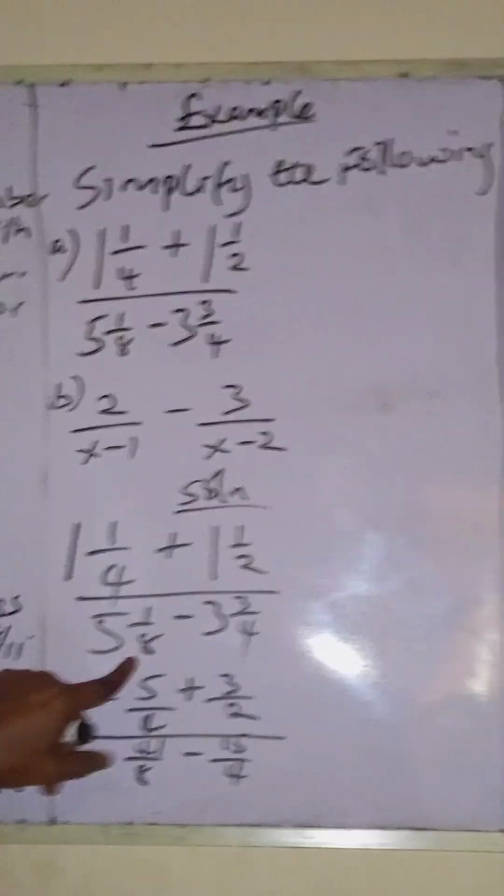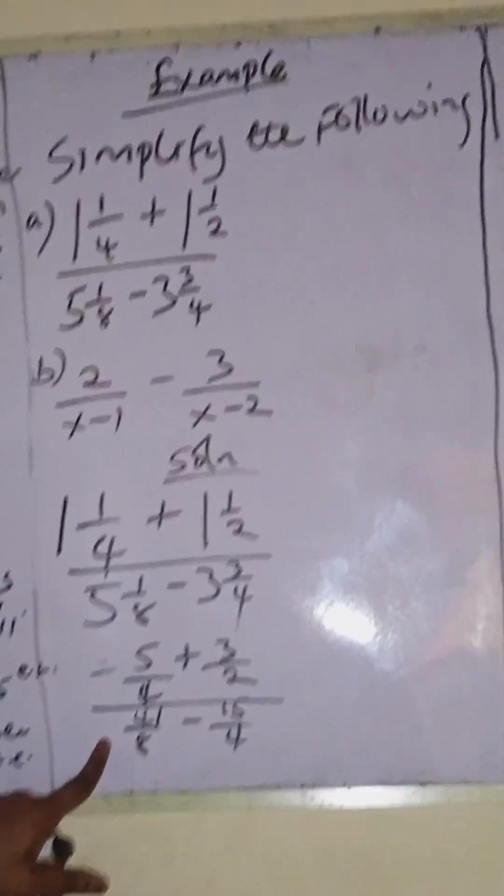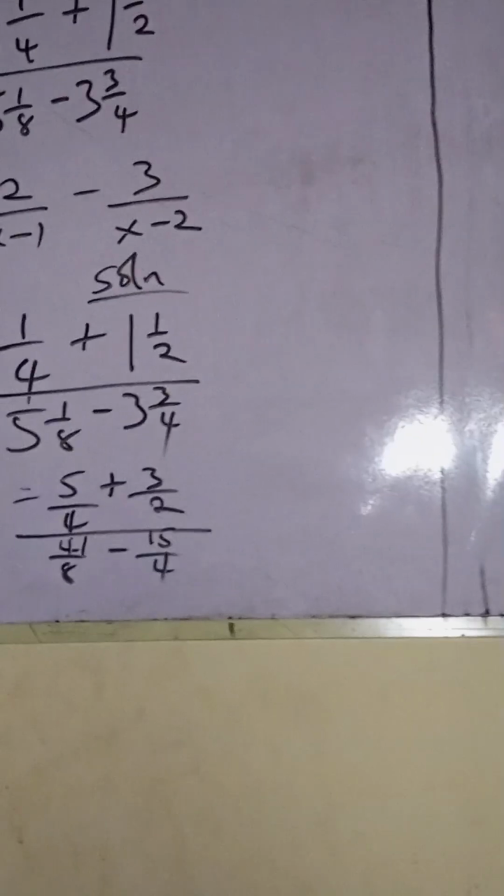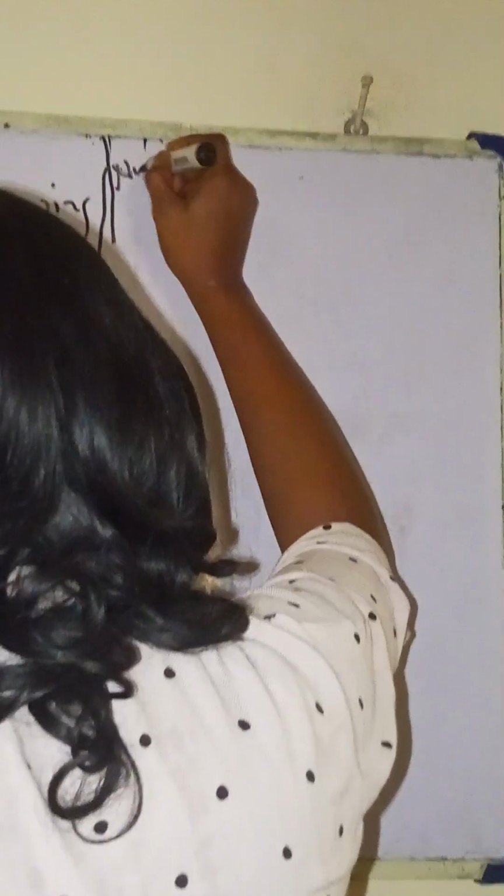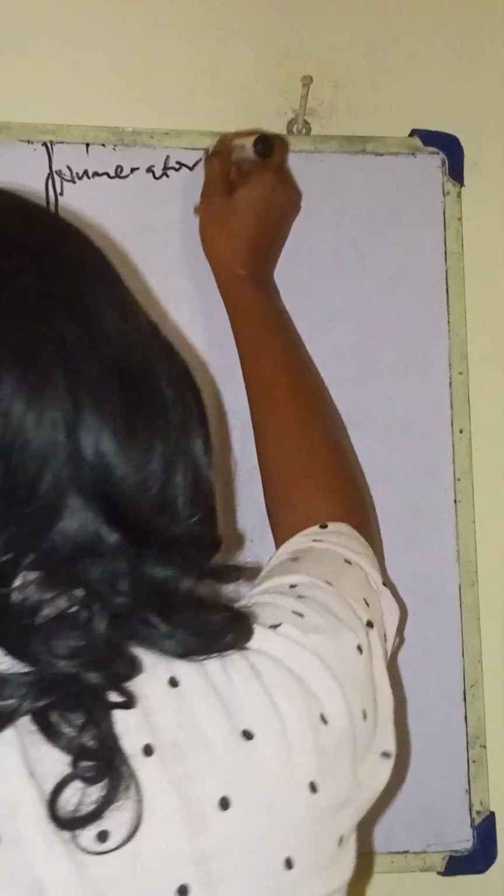Then if you look at this now, you can see that we have a fraction in the numerator and a fraction in the denominator. So in that case, we are going to solve for the numerator first before we solve for the denominator. I'm going to write numerator so that you know we are solving for the numerator. I'm picking out the values for the numerator, which is 5 all over 4 plus 3 all over 2.